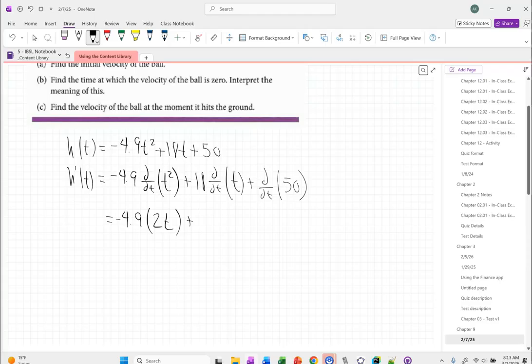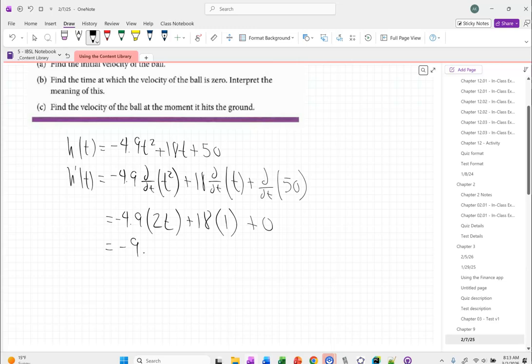Okay? What's the derivative of t? What's that? 1t. Not 1t. Oh, is it? 1. Yes, it's 1. It's 1 times t to the 0. Anything other than 0 to the 0 power is 1. That's why you thought it was. And then the derivative of 50 is 0.